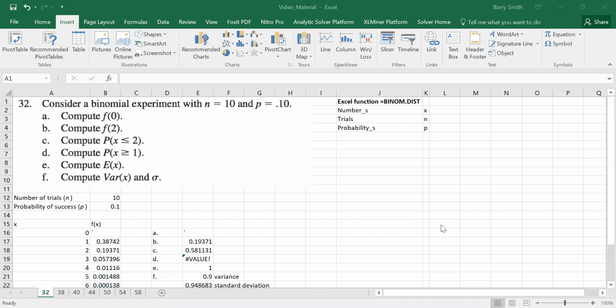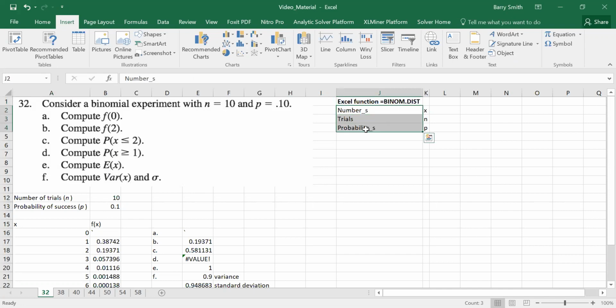So consider a binomial experiment with n equals 10 and p equals 0.1. Compute f of 0, f of 2, probability x less than or equal to 2, probability of x greater than or equal to 1, the expected value, the variance, and the standard deviation. Since we're doing this, we'll be using the binomial distribution, so the Excel function we're going to use is binom.dist.